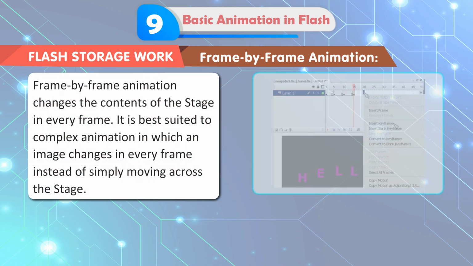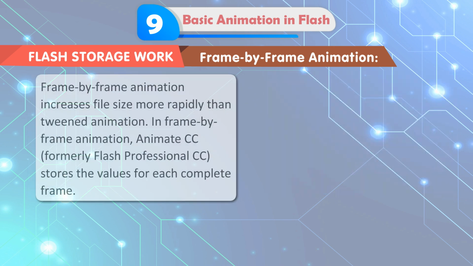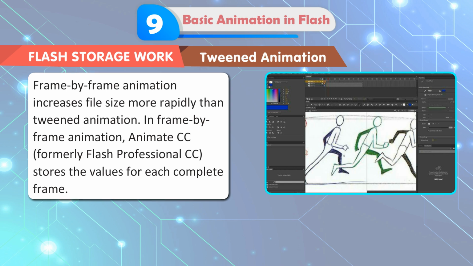Frame-by-frame animation. Frame-by-frame animation changes the contents of the stage in every frame. It is best suited to complex animation in which an image changes in every frame instead of simply moving across the stage. Frame-by-frame animation increases file size more rapidly than tweened animation. In frame-by-frame animation, Animate CC, formerly Flash Professional CC, stores the values for each complete frame.